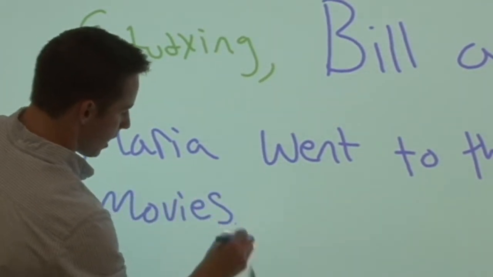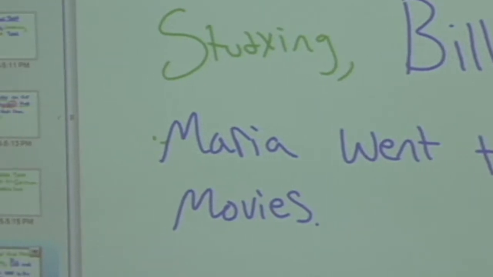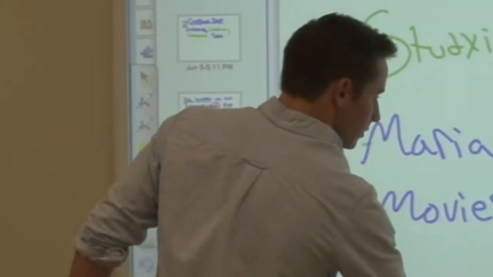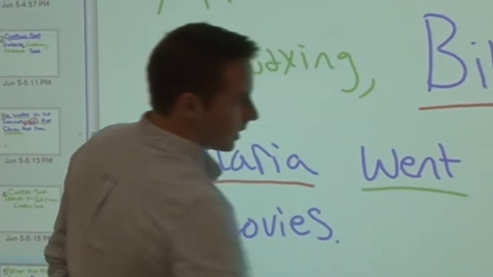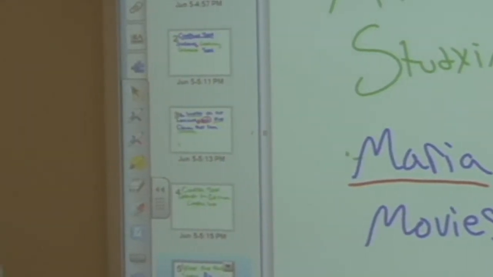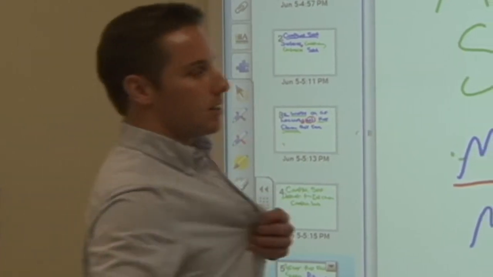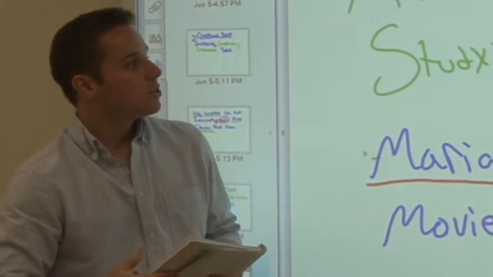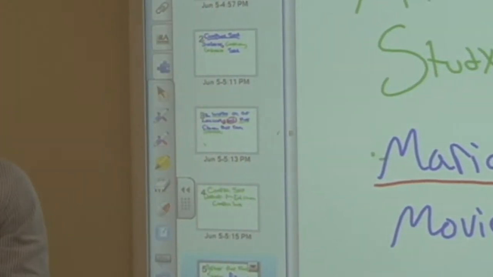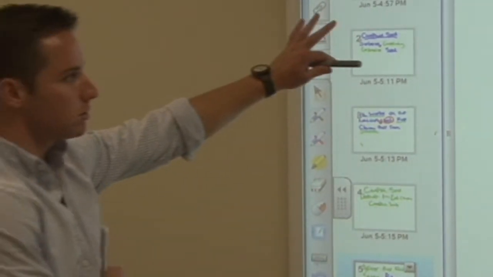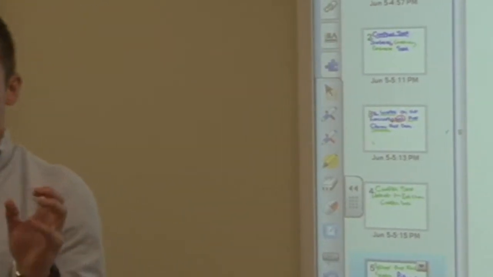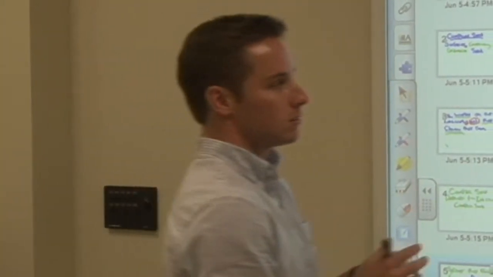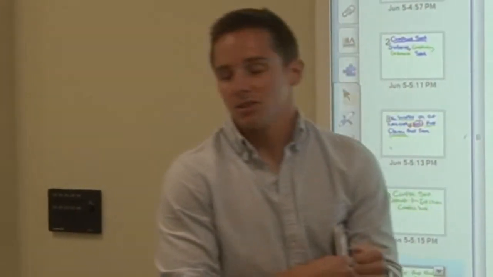Okay, so let's point out how this is an independent clause. So Bill and Maria, the subject, went, the predicate, to the movies. Bill and Maria went to the movies. That can stand alone as a complete sentence, correct? Good. So this is what a complex sentence looks like. You have a dependent clause followed by an independent clause. And again, they can go in any order as long as you see a sentence with a dependent and independent clause in there, it's a complex sentence.